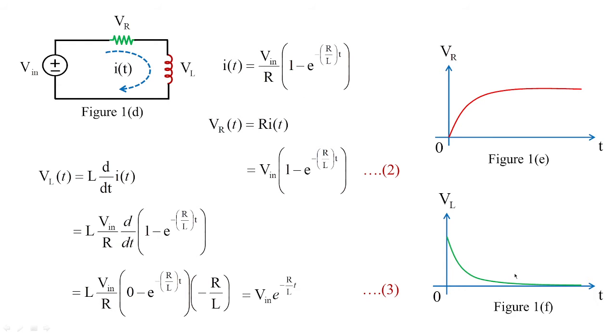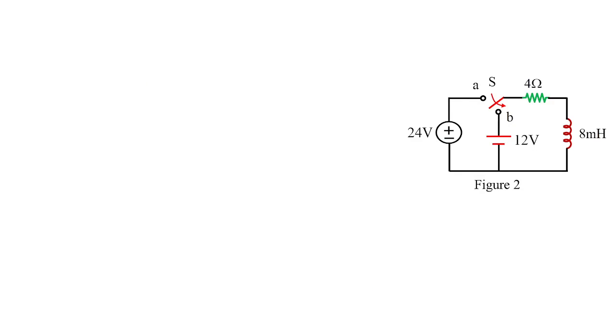I hope you understood how we got the graphs of VR and VL from equation 2 and equation 3. If you have any doubts in these graphs, please comment in the chat box, and let me know wherever you find difficulty understanding these two graphs according to equation 2 and 3. So we'll switch on to the main concept.